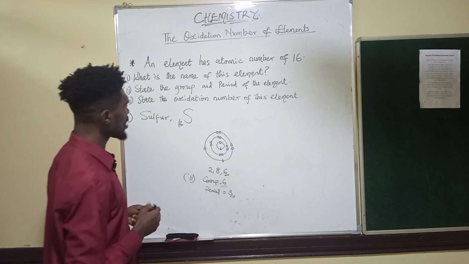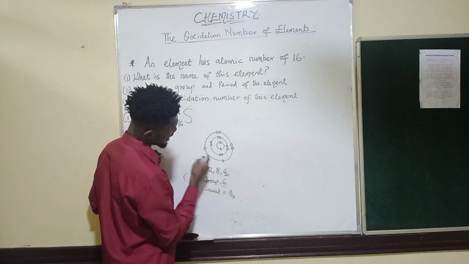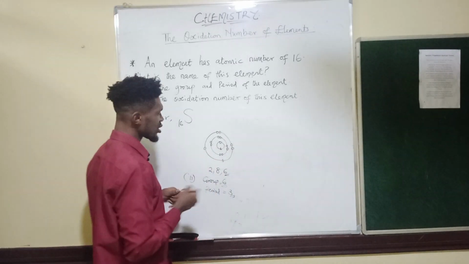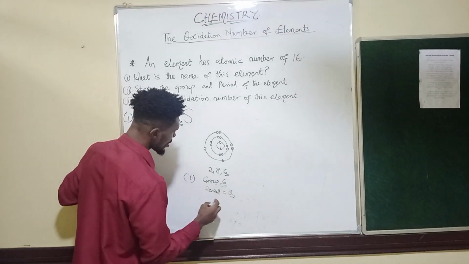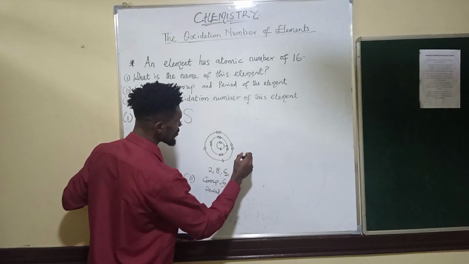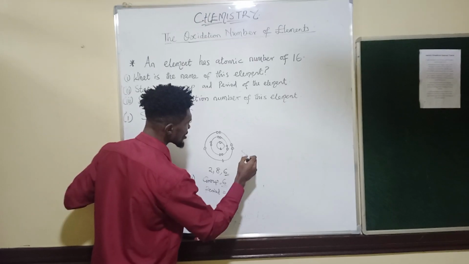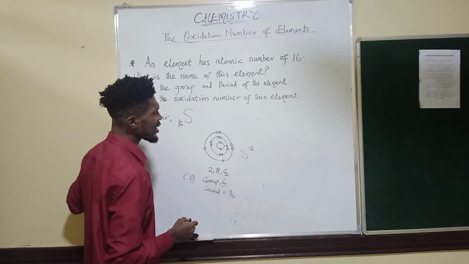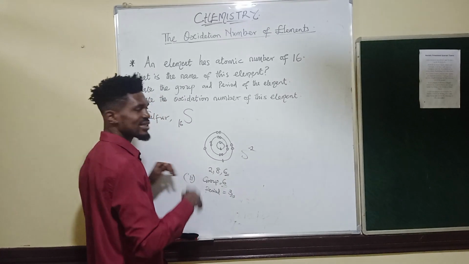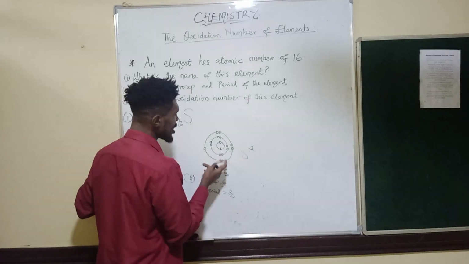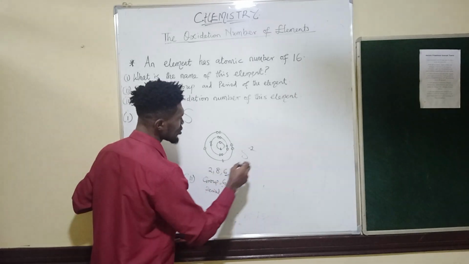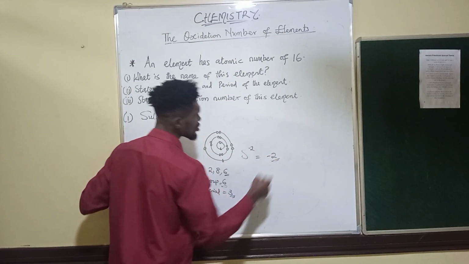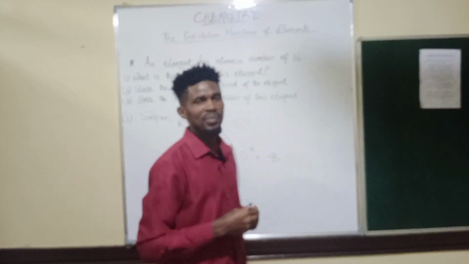The oxidation number of this element is what? We have 6 at the outermost shell. If we say 8 minus 6, it gives us what? 2. So therefore, this element, which is sulfur, has the oxidation number of -2, because it is accepting electron, and it is 2 electrons that it is accepting. So the oxidation number is what? -2. That is our answer. So I believe that is clear now.